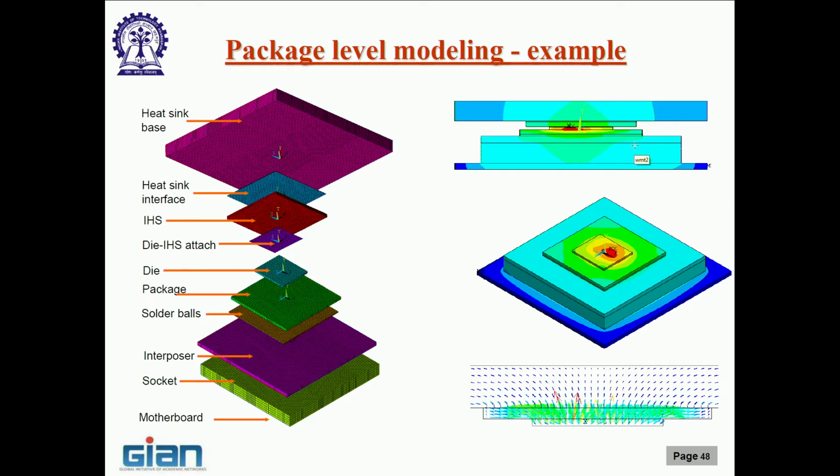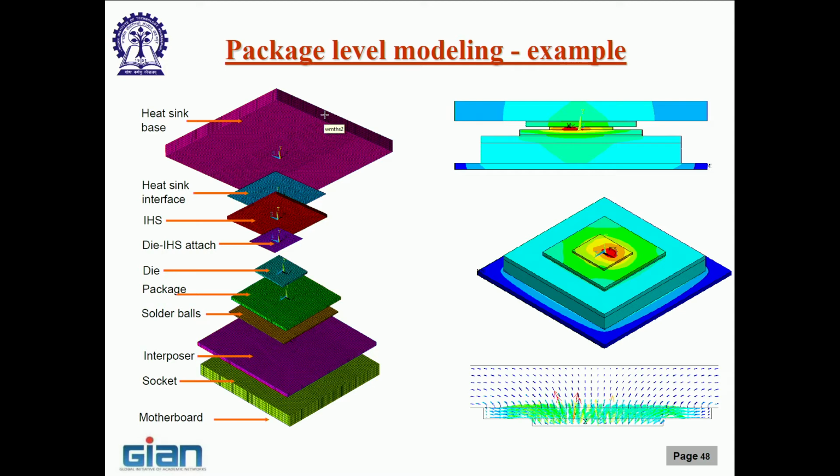Any modeling will need you to create a mesh, finite difference or finite element, and depending on the mesh count, that dictates how fast or how slow your model is going to run. Now, I am talking about a heat sink base which is probably 5 millimeters thick. I am talking about a thermal interface material which is 50 microns thick.